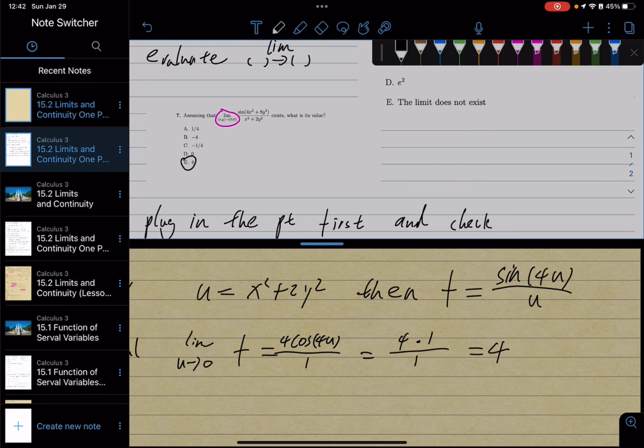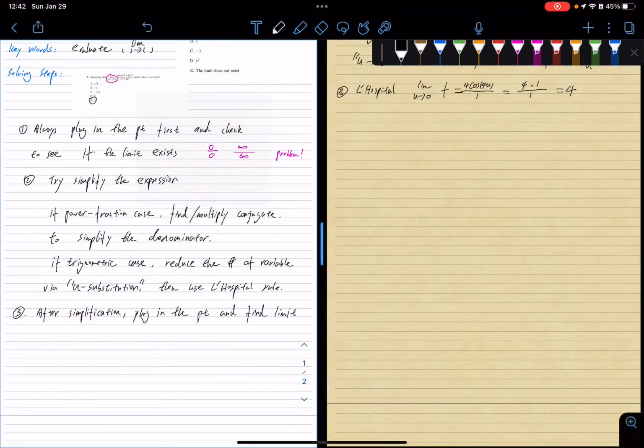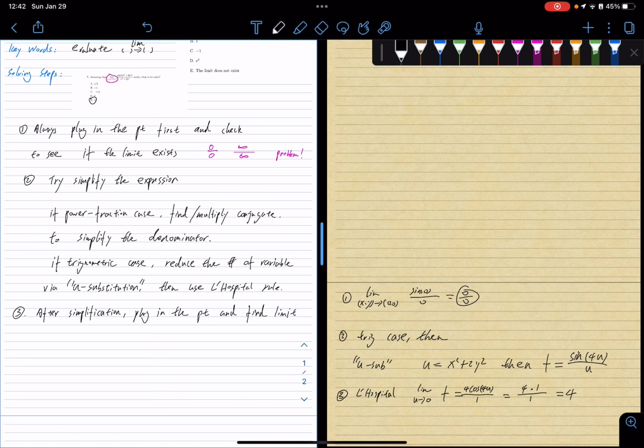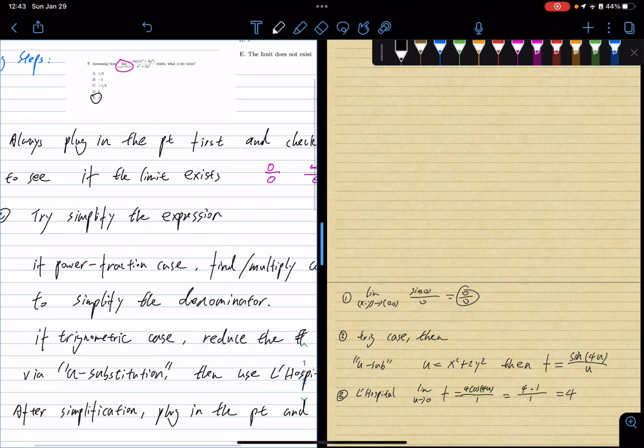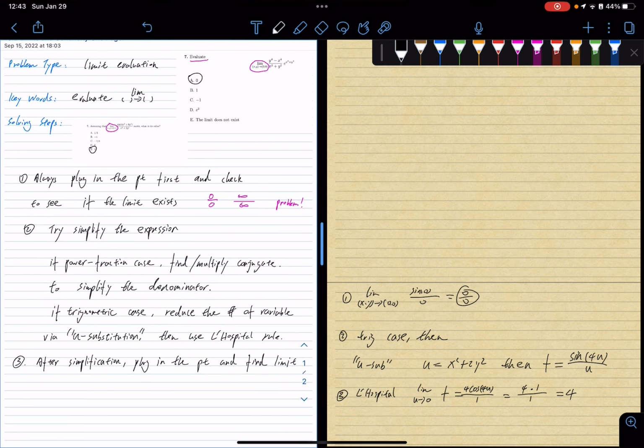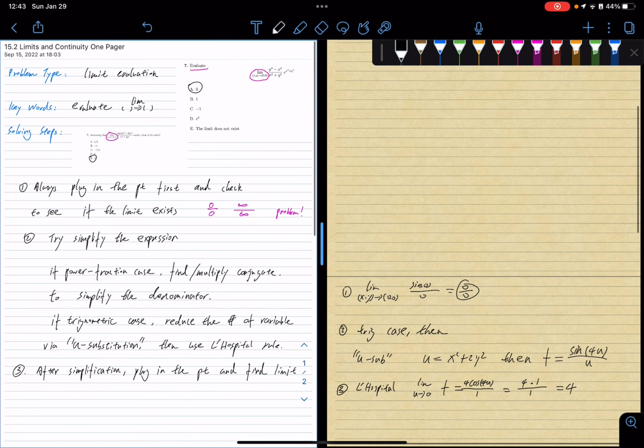So this is the idea of how to find limits using these nifty shortcuts. Again, I want to remind you that you should plug in the point first and check to see if the limit exists. Even though sometimes you don't see this power fraction case or trigonometric case, don't give up. That's why I have the first step available for you so that you can plug it in just to see how it turns out. And that is pretty much all I have to say about limits and continuity.